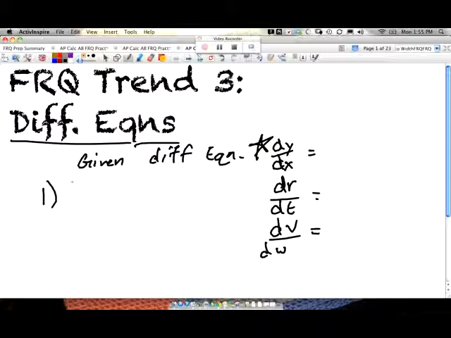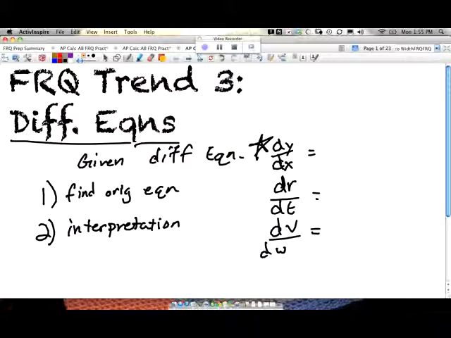And then you're going to be asked to do two things. One, you're going to have to find the original function, original equation. Not the differential equation, but the original one. And along with that, you're going to have to be doing a lot of interpretation. And this interpretation comes from looking at increasing, decreasing, a positive, negative, those kinds of things, and even a little bit of concavity and how to compare all those things in there.